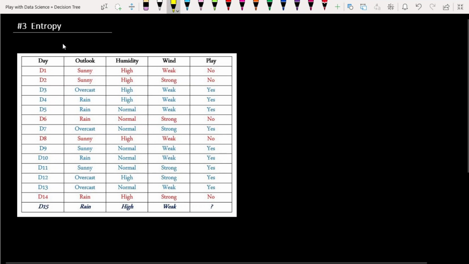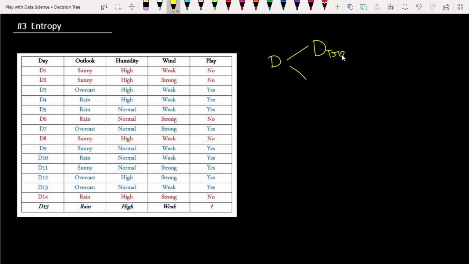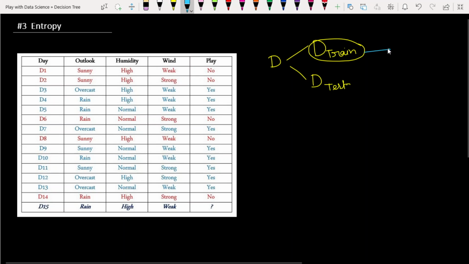Now in the whole decision tree chapter, the most interesting as well as most challenging part is to draw the decision tree. So actually we have a data set D, and at that time we have divided the data into two partitions: one is D train data and another one is D test data. We have already seen this concept, and the most challenging part is to build the decision tree from the D train data. This is the most challenging and also an interesting part.